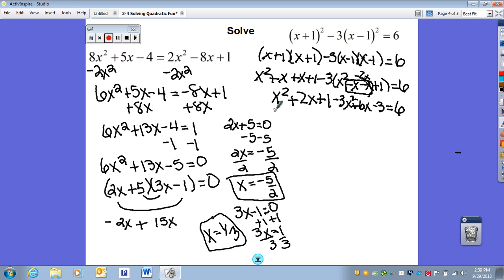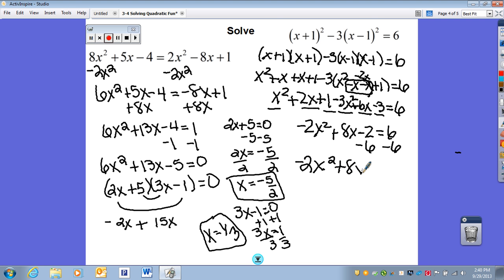Then I'm going to combine like terms together. So I have x squared and a negative 3x squared. That gives me negative 2x squared. I have a 2x and a 6x, which combines to be 8x. And I have a 1 and a negative 3, which combines to be negative 2. And I still need to move my 6 to get my quadratic equal to 0. So now I finally have negative 2x squared plus 8x minus 8 is equal to 0.